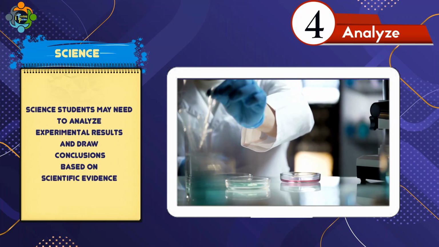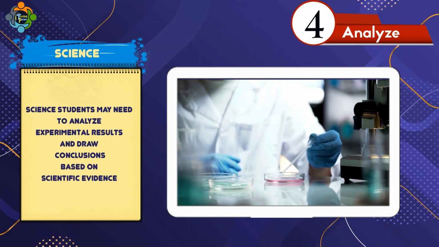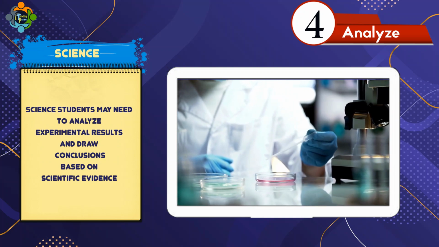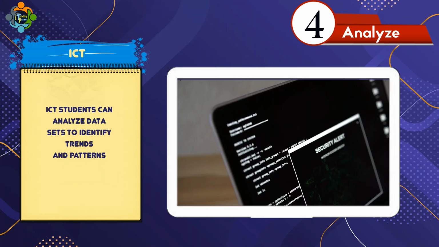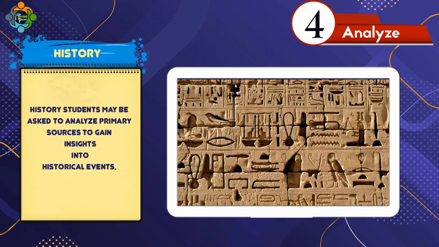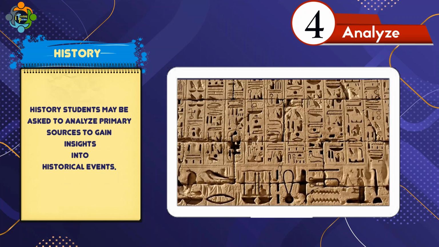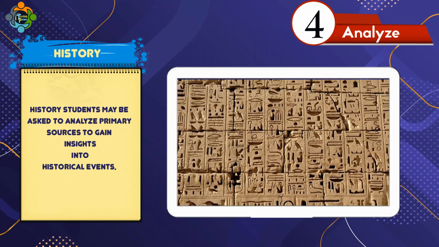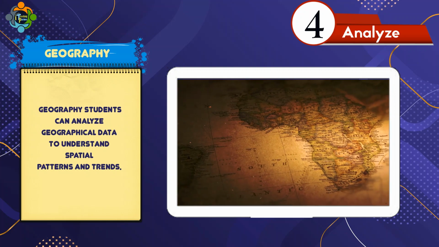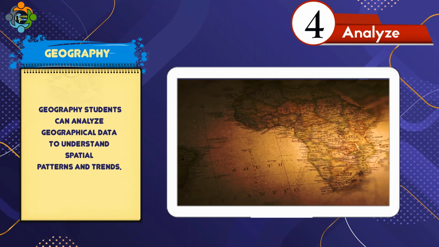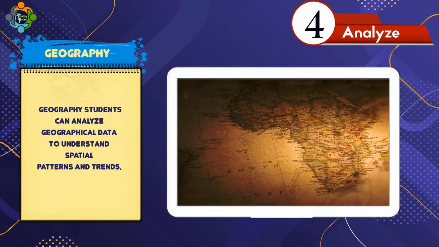Science students may need to analyze experimental results and draw conclusions based on scientific evidence. ICT students can analyze data sets to identify trends and patterns. History students may be asked to analyze primary sources to gain insights into historical events. Geography students can analyze geographical data to understand spatial patterns and trends.